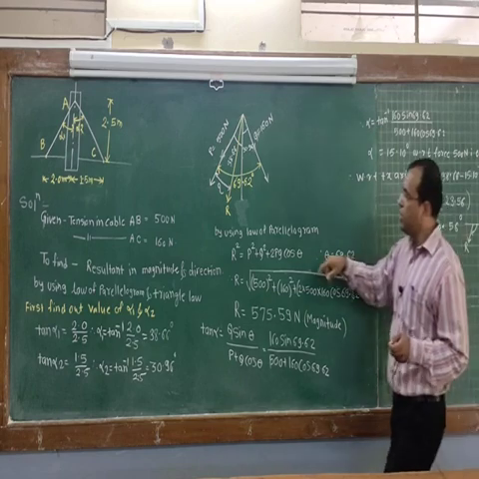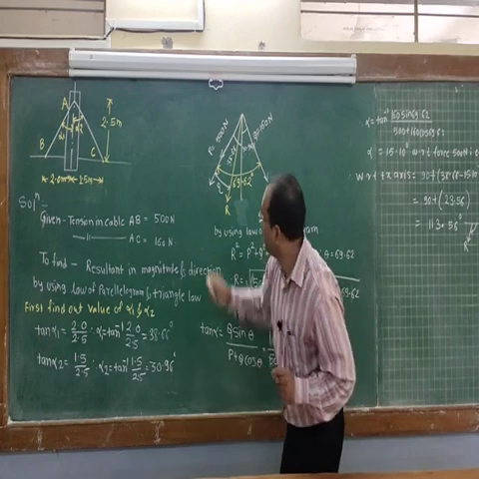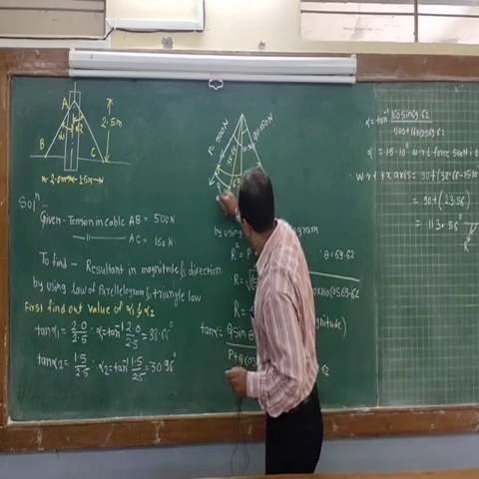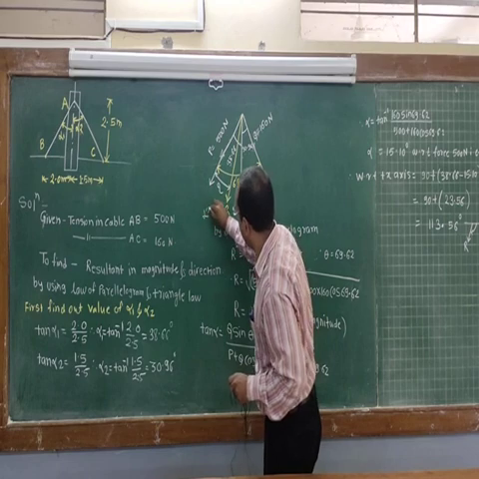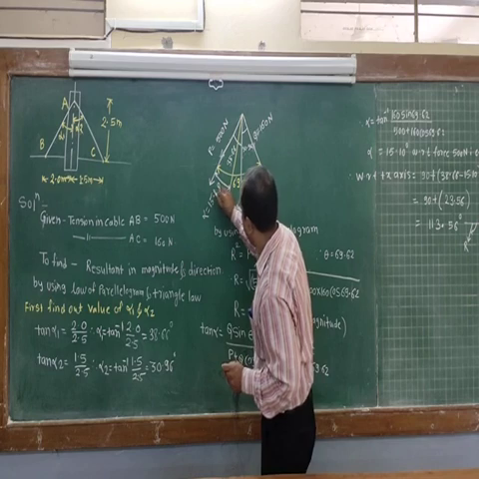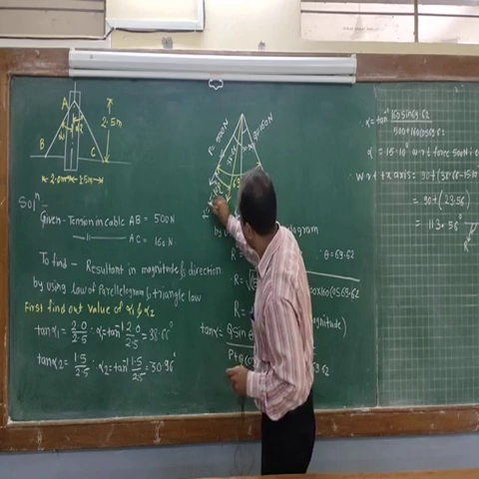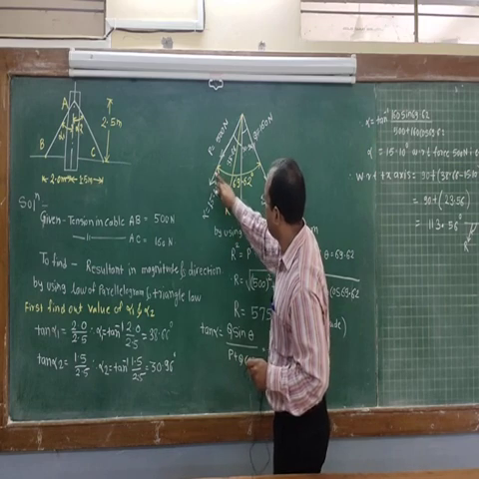Now this angle is known to us. We have found this angle. Here I have made the question mark, that is nothing but the alpha we have found out, 15.10 degrees. So this is the direction of the resultant with respect to force P.